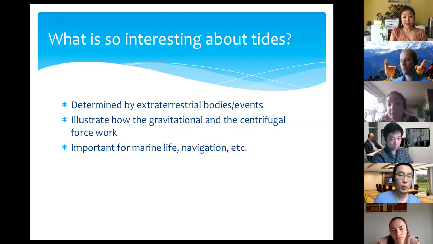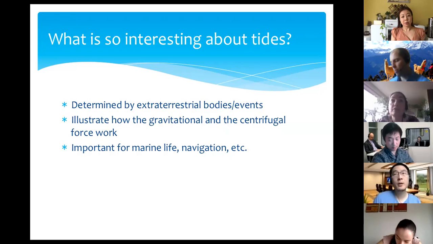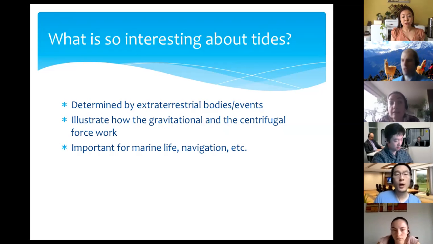Tides are also important for all sorts of human activities, such as navigation, fishing, or power generation. And tides are also essential for survival of many marine species. So tides play an important role in the Earth ecosystem, including humans.